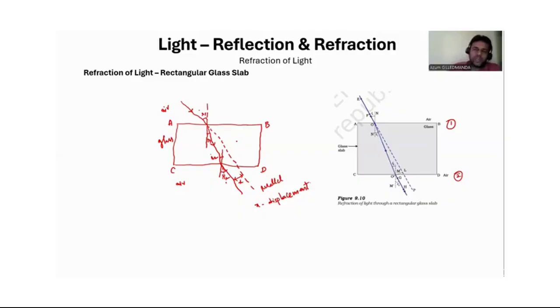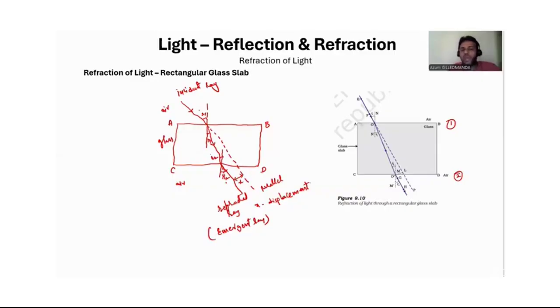So basically what is happening here, in a glass slab, the light ray refracts twice. One at the AB surface, that is from air to the denser medium, that is glass, and it bends towards the normal. Then it hits the glass surface at CD, and then it emerges out. So this is the incident ray, and this is the refracted ray, or we also call it the emergent ray. Refracted ray or emergent ray, we can call it both.